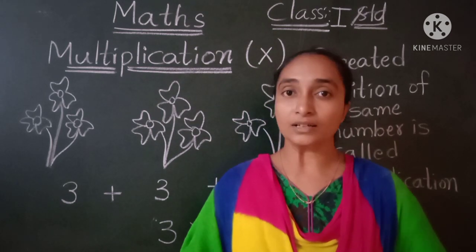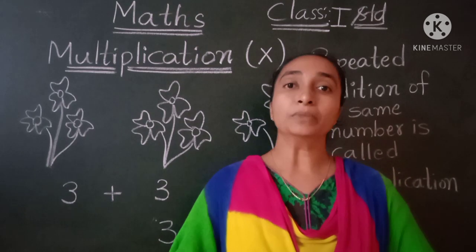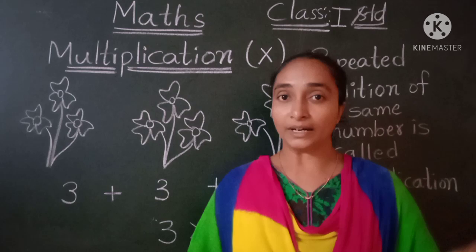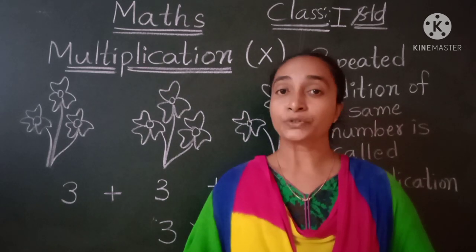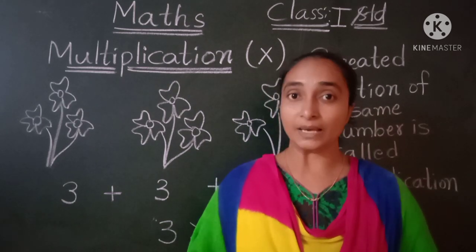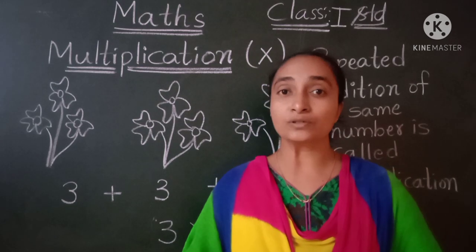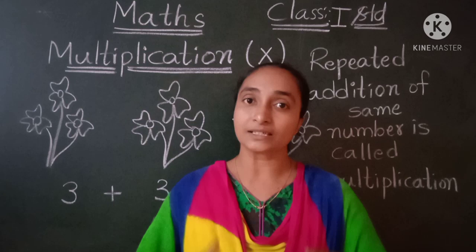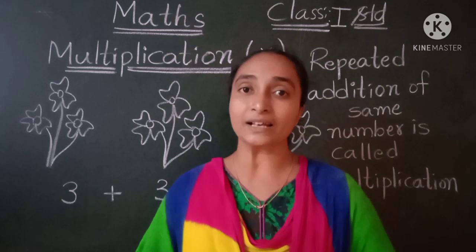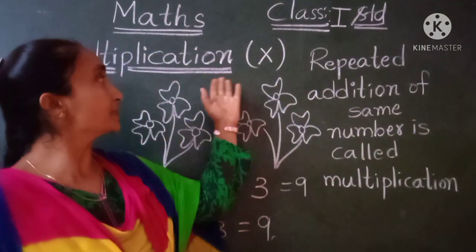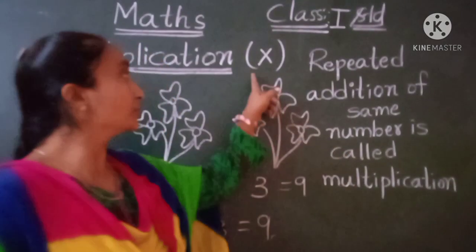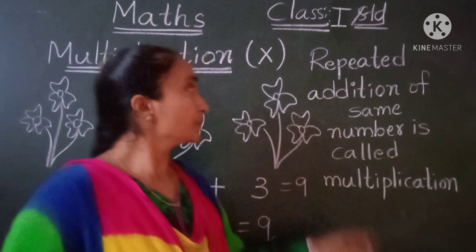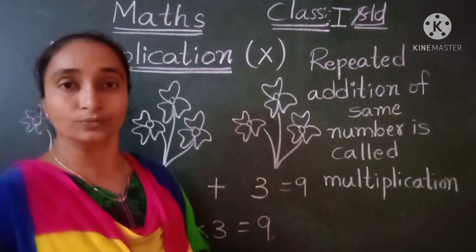Today in our class we are going to learn about multiplication. So what do you mean by multiplication? For addition and subtraction we have symbols. In the same way, for multiplication also we have a symbol. So what is the symbol? The symbol is "into". Here we can see, children, multiplication. This "into" is the symbol of multiplication.